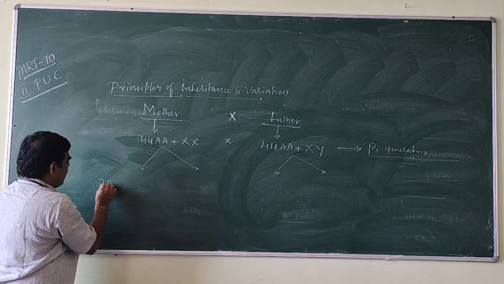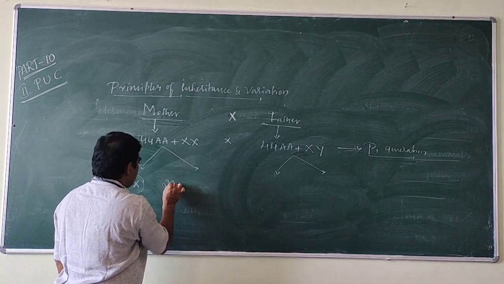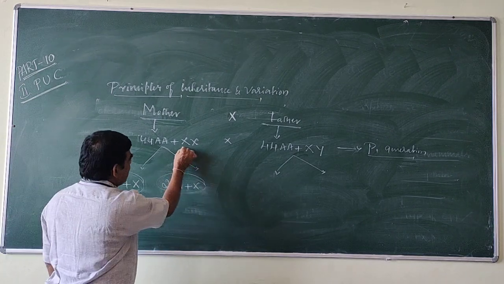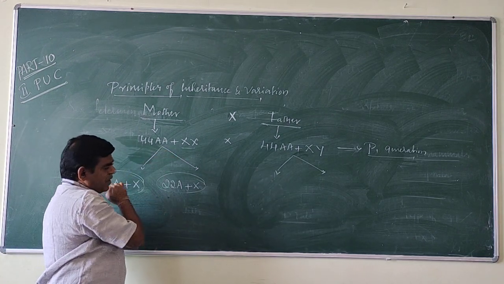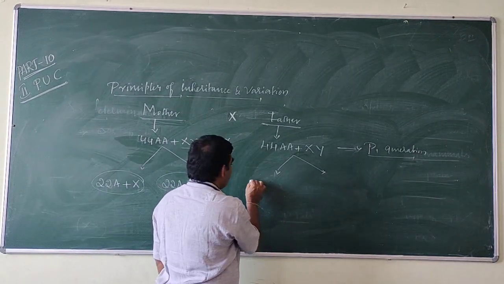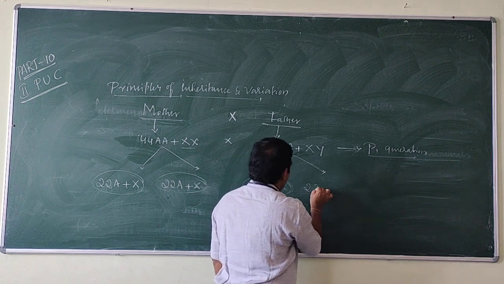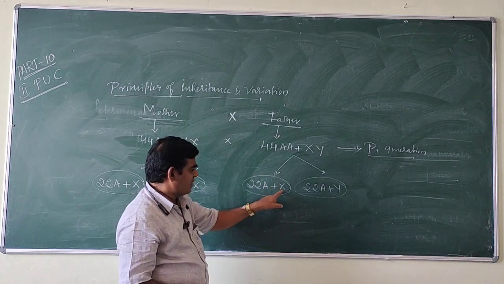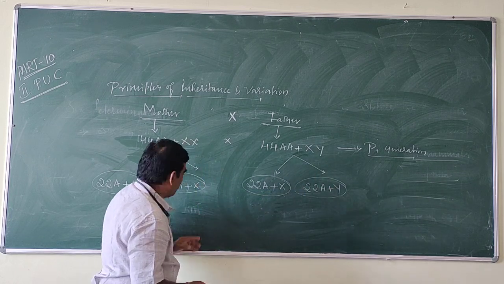See, 22A plus X, 22A plus X. The female, the mother, is homogametic, produces similar chromosomes and produces only one type of egg. Both the eggs carry the same X chromosome. But in males, there are 22 autosomes plus X chromosome and 22 autosomes plus Y. So 50% of the sperms carry X chromosome, and the remaining 50% of the sperms carry Y chromosome. Clear?